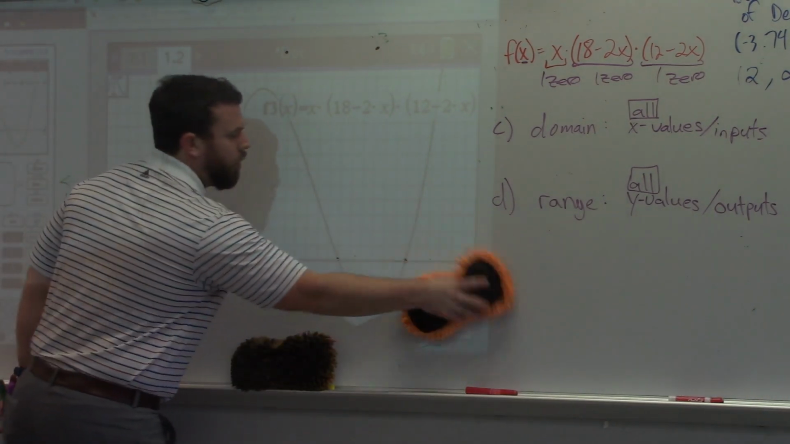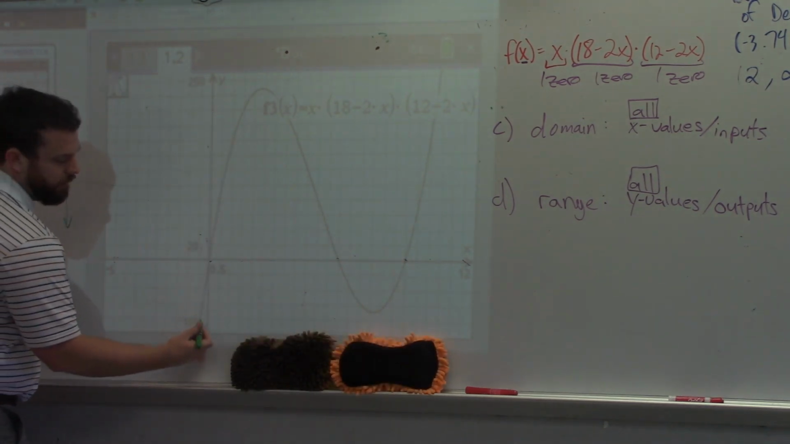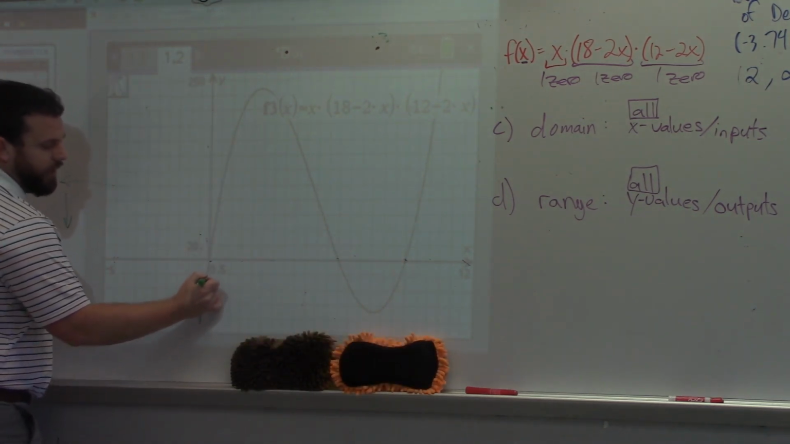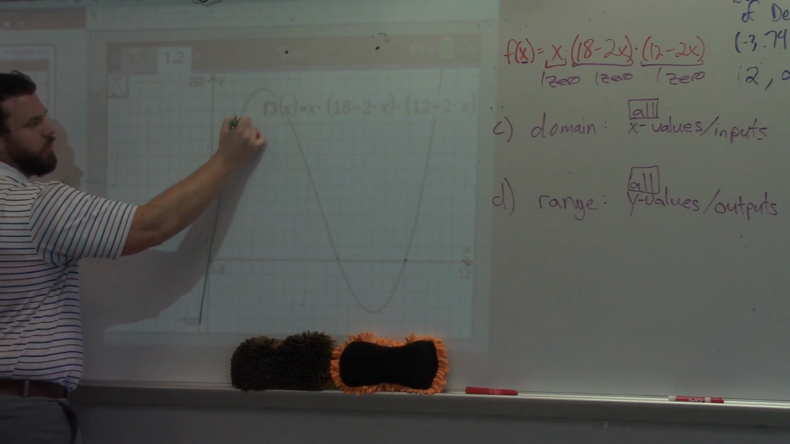Okay. So, the function through here, is this increasing or decreasing? That is definitely increasing. It's like a roller coaster.